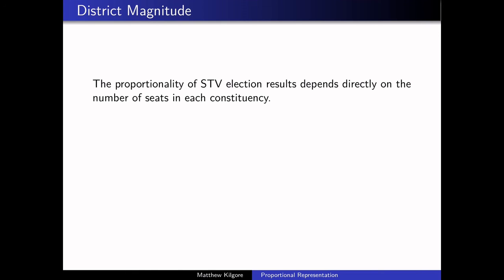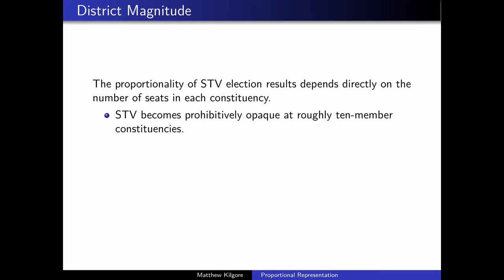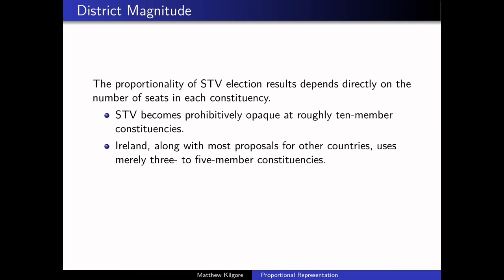Now, there is one final strike against STV, and that is district magnitude, which is a way of saying the number of seats that are elected from each constituency. STV becomes what I call prohibitively opaque at about 10 member constituencies. Now, that's not to say that it can't be done, but for example, the ballots become prohibitively large, and it becomes difficult to follow the transfer of votes as a layperson. Again, that's not to say that the system isn't working, it just becomes very hard to parse for the electorate. In fact, that 10-member constituency is almost never attained.